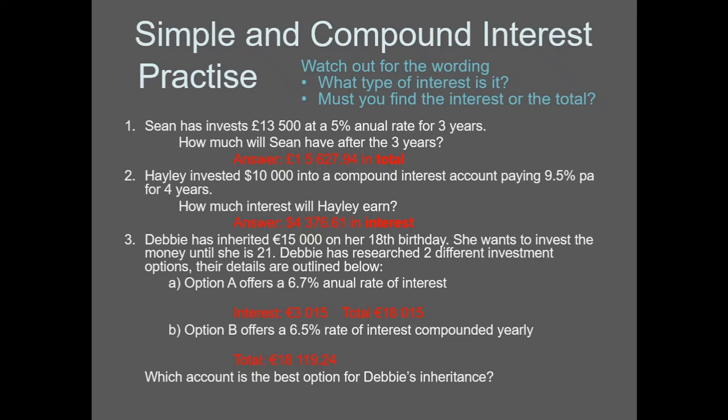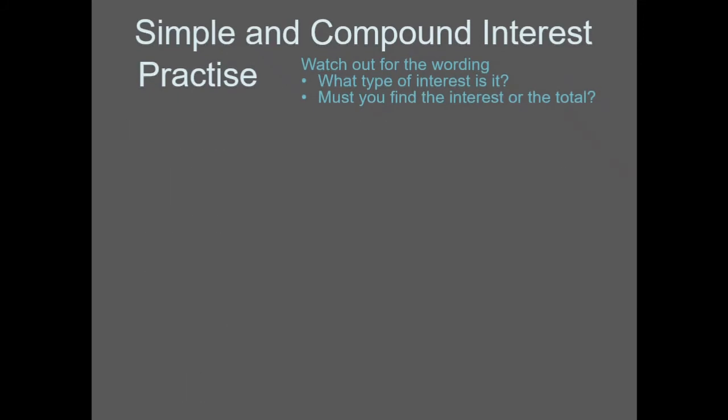Which account is the best option for Debbie? Well, I would definitely go for the higher one, which is option B. Option B, the compounded interest, will earn her about €104.24 more than option A. How are we doing so far? If you find you're struggling, you may want to check in with me before you go on. But if you're ready for it, let's go into a few challenging questions.